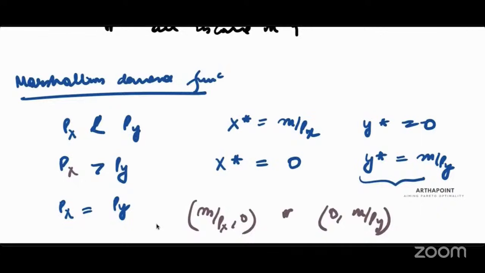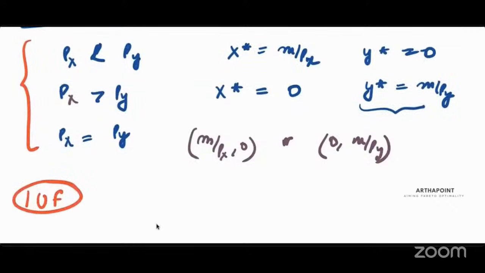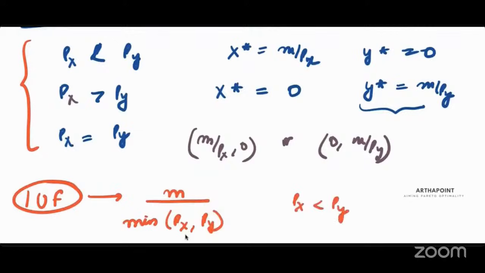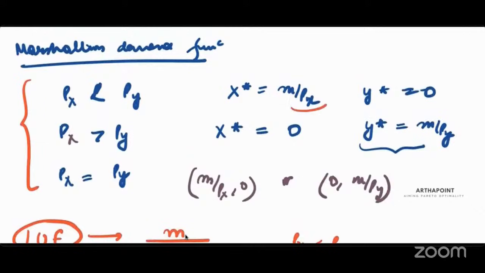So, because they act very similar to the substitute goods, the indirect utility function for the max goods is the same as substitute goods, M upon min of Px comma Py. When Px is less than Py, then you are getting your utility as M by Px.